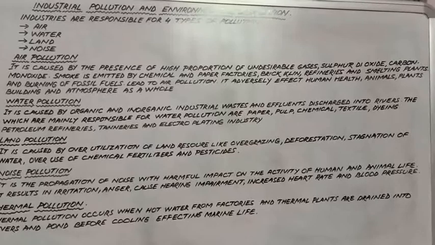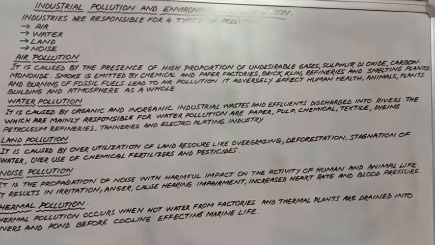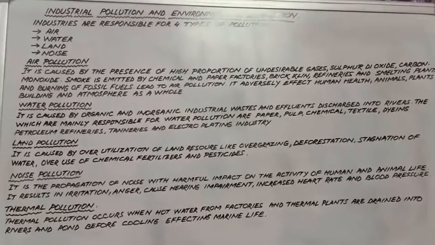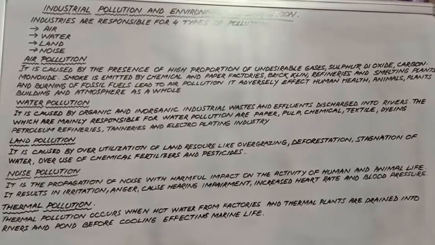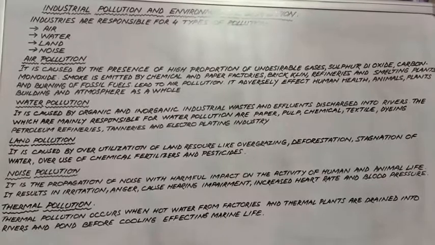Then we come to the third case, and the third case is land pollution. Now, land pollution is caused by many factors. It is caused by overutilization of land resources, like overgrazing of land, deforestation, stagnation of water, and overuse of chemical fertilizers and pesticides. So, land pollution is created due to these factors.